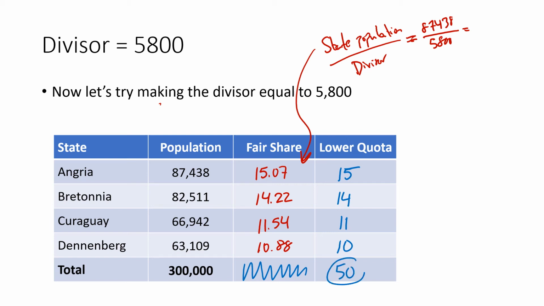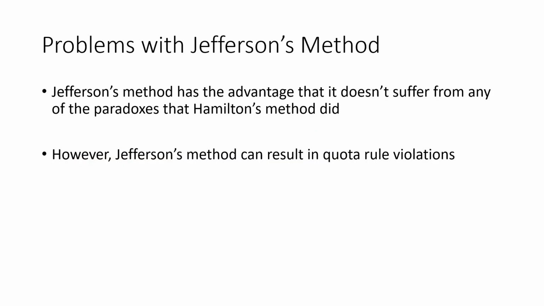And finally, we got our result. So that adds up to 50. That's what we want. So this is our apportionment from Jefferson's method. A gets 15 seats, B gets 14 seats, C gets 11 seats, and D gets 10 seats. So it can be a little time consuming. You have to trial and error a few times. You might be a really good guesser and just guess correctly the very first time, but usually you have to try at least a few times until you stumble on the right number.